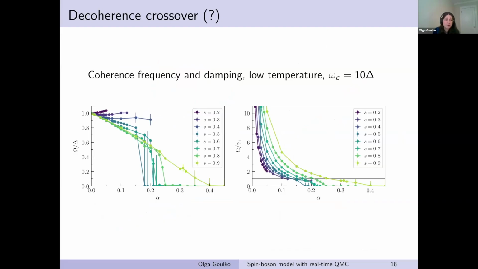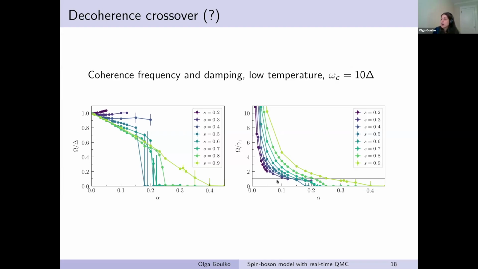Now, what about the loss of coherence? I mentioned these two distinct mechanisms that are at play that cause the loss of coherence, and in these plots we see them in a more quantitative way. In this plot you see how the frequency changes as coupling is increased across different values of the sub-Ohmic exponent. And on the right-hand side, we see the ratio between the frequency and the damping. And this horizontal line corresponds to the frequency equaling the damping.